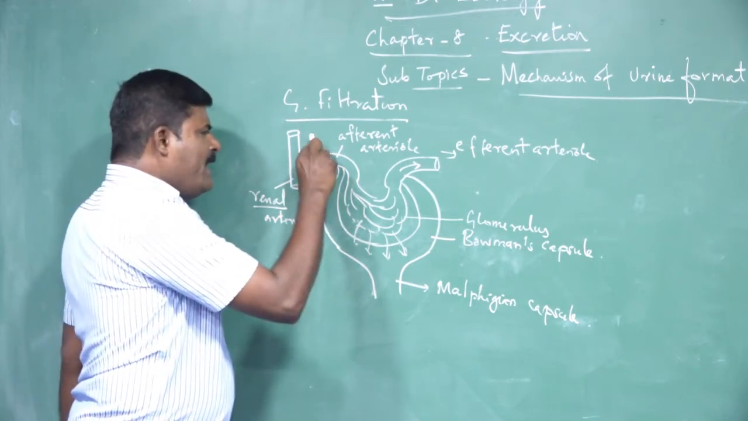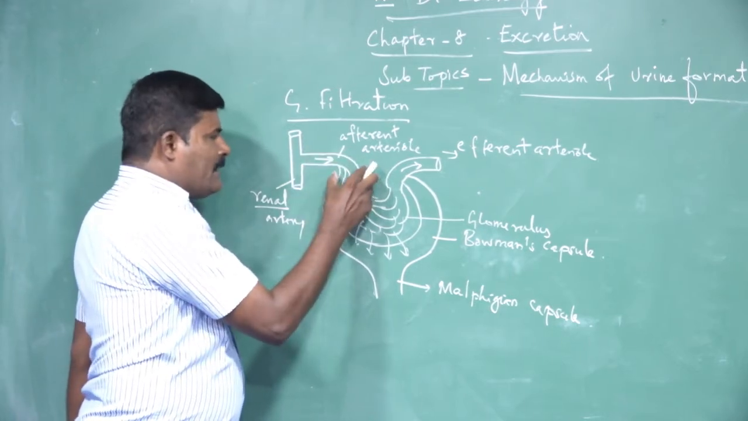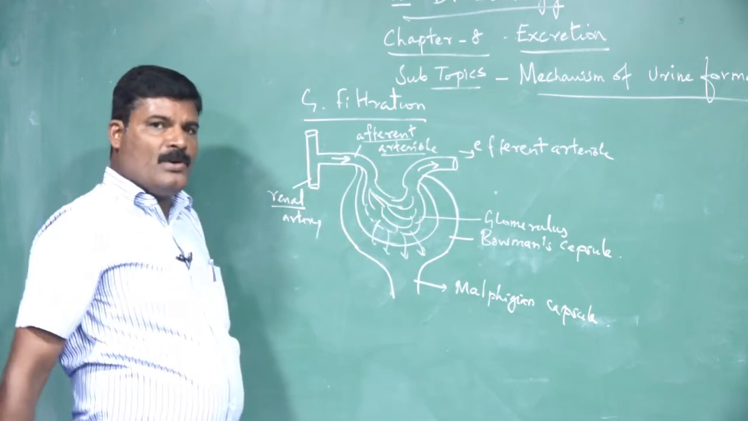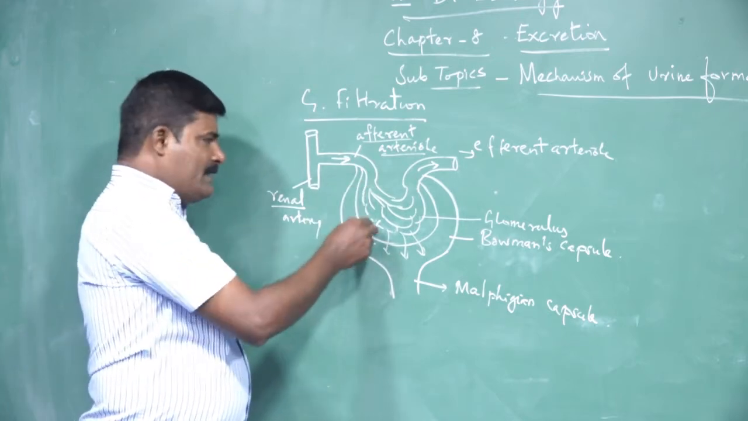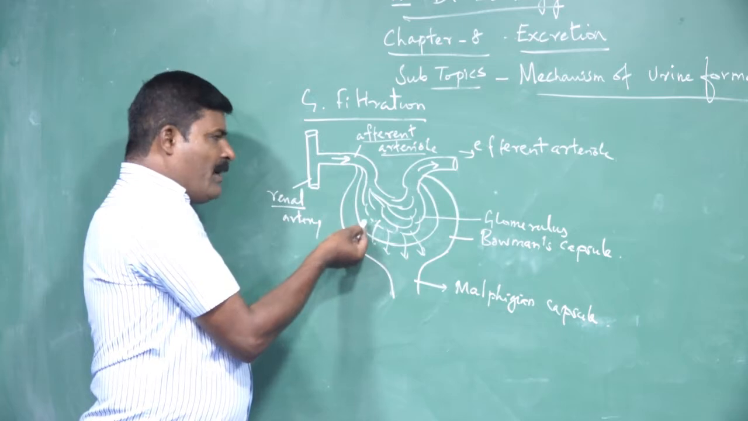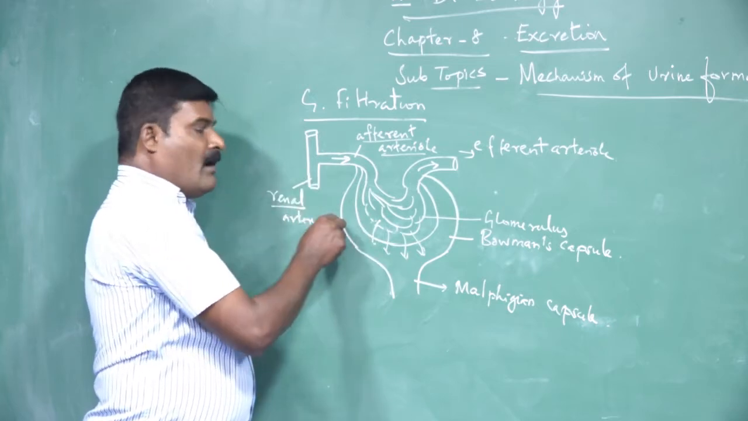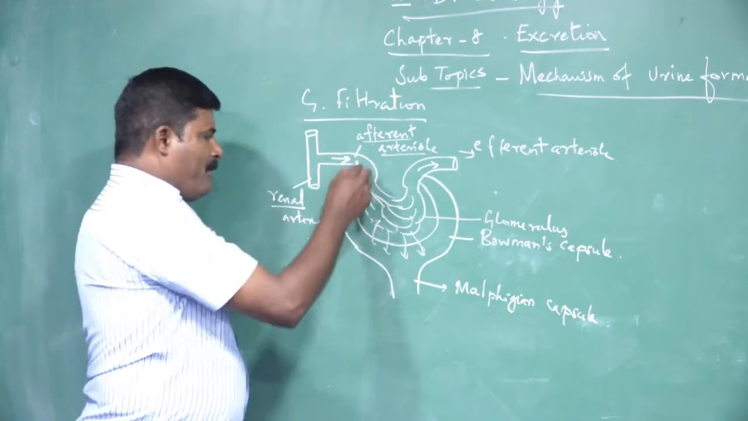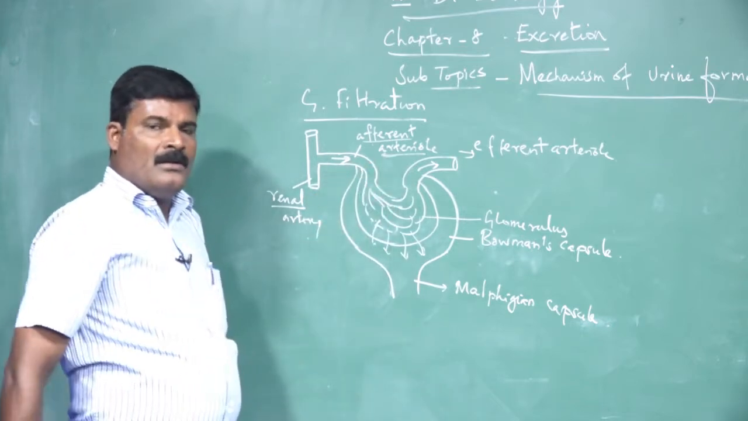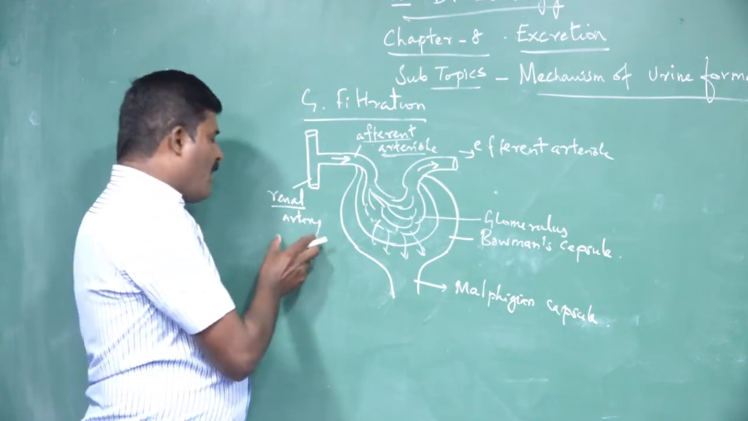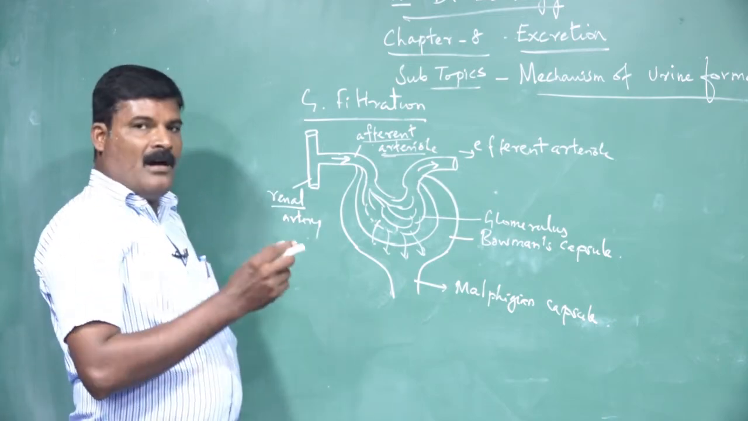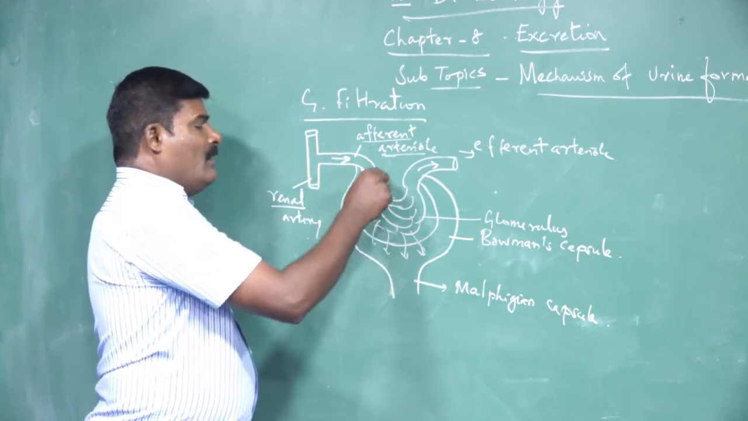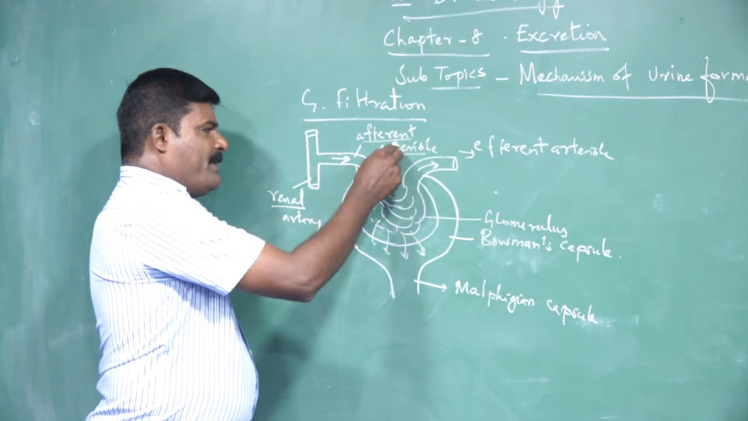Here, blood enters faster with greater force in the afferent arterioles. What is the meaning of afferent arterioles? The blood vessel that receives blood from the renal artery is called the afferent arteriole. The afferent arteriole means a blood vessel smaller than an artery. Once it enters the glomerulus from the renal artery, it forms the afferent arteriole.